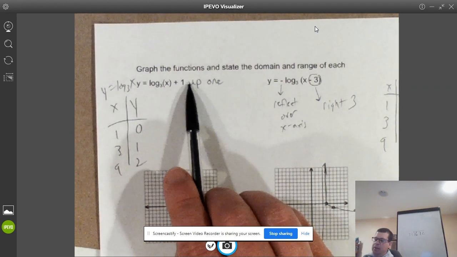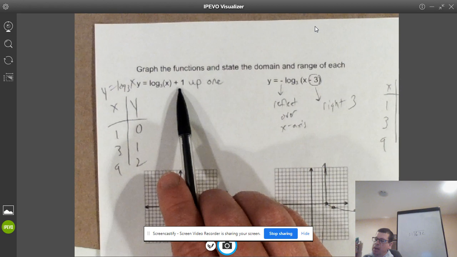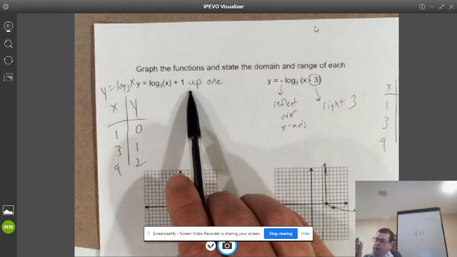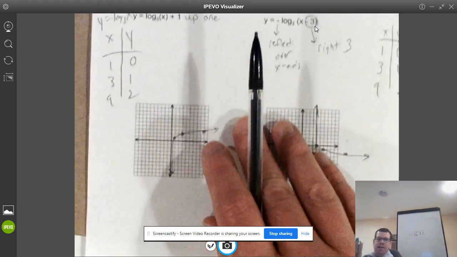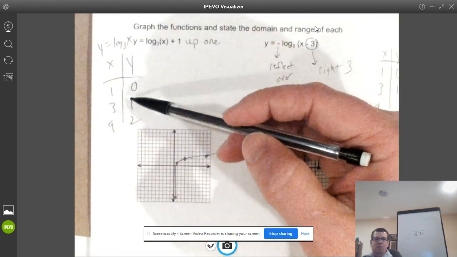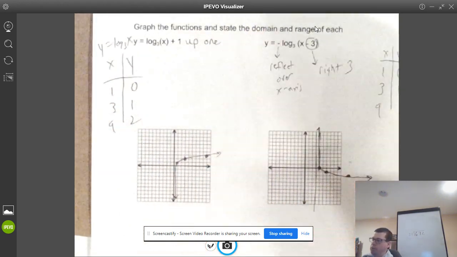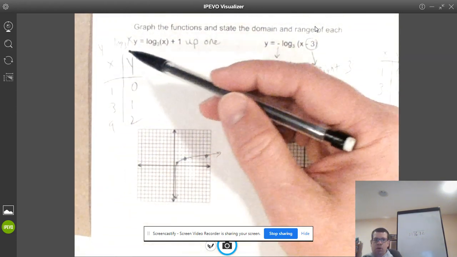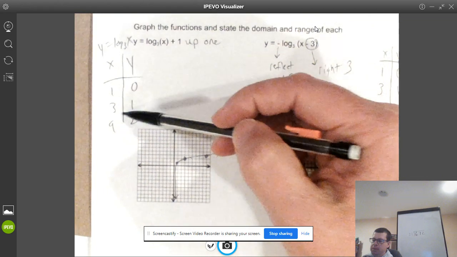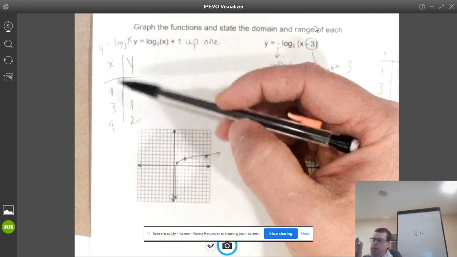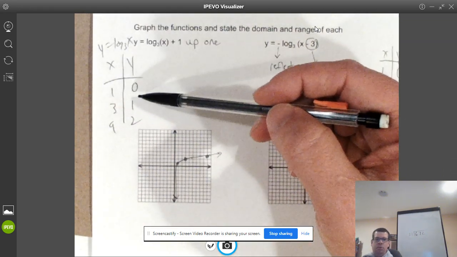But now outside the function shifts it up or down, and it's exactly what we think it might do. So when I see plus 1, it shifts it up 1. All I did here, and again this is still the same table from our original function, y equals log base 3 of x. This is not an input-output table for this one. This is my original, my parent input-output table. I just use those as a reference.